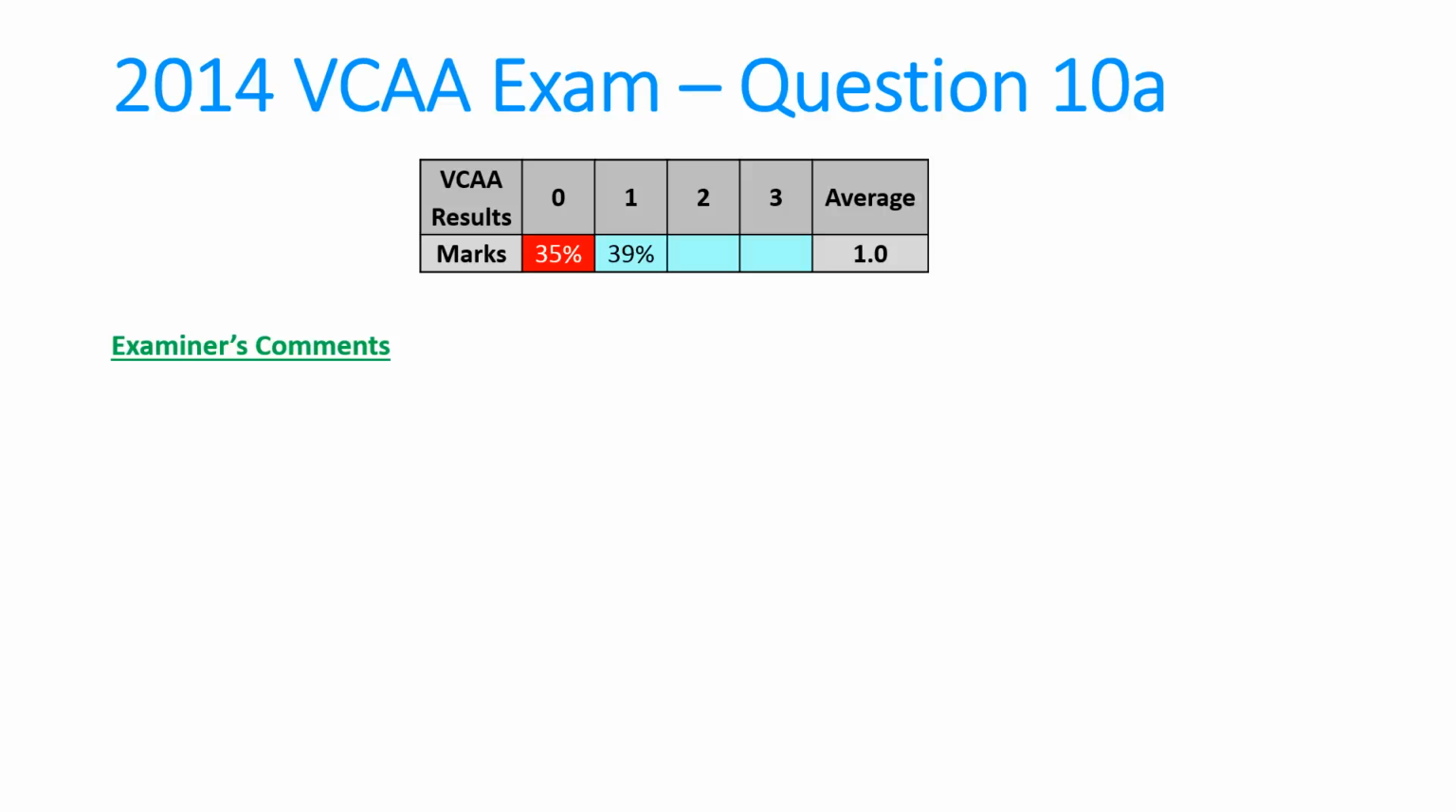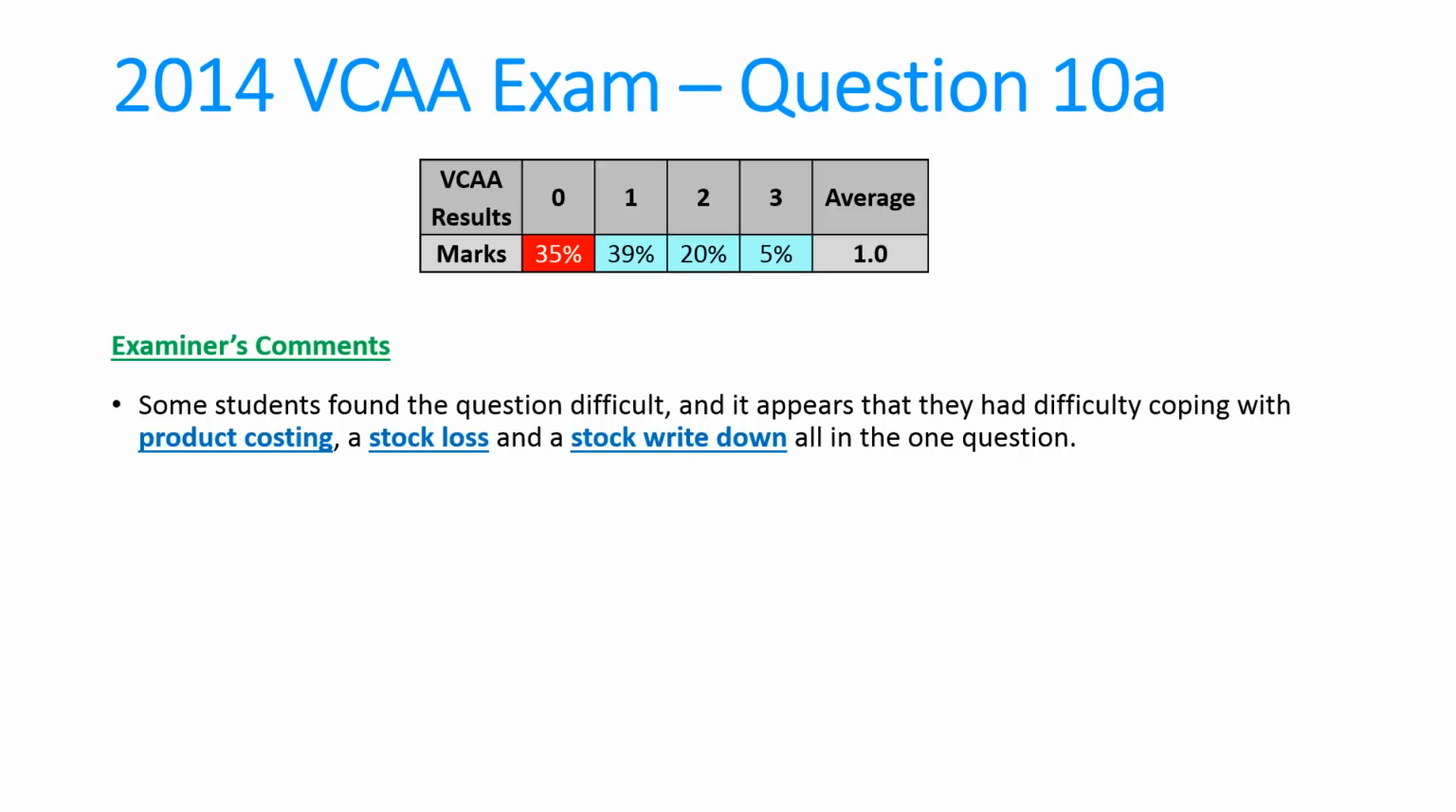Looking at how the state went, 35% of the state got 0, 39% got 1, so basically 1 in 5 students could only get 2 or more. And at the top end, only 5% of the state got this question correct.